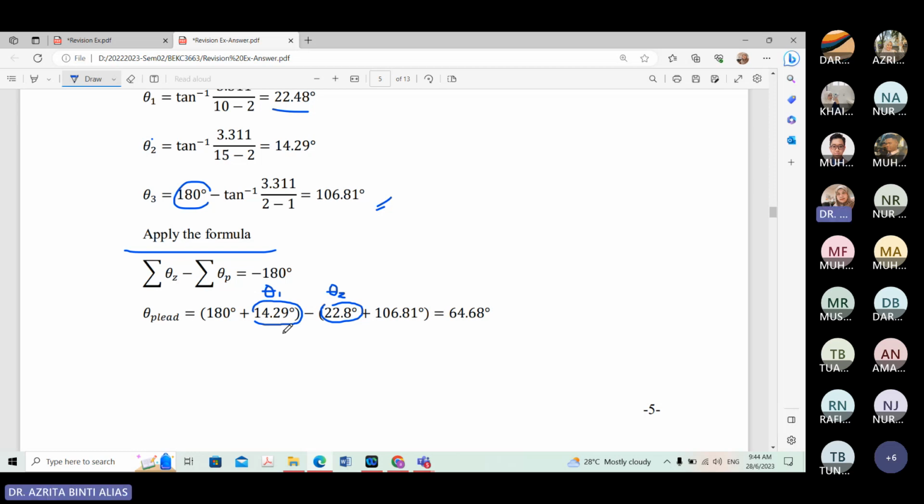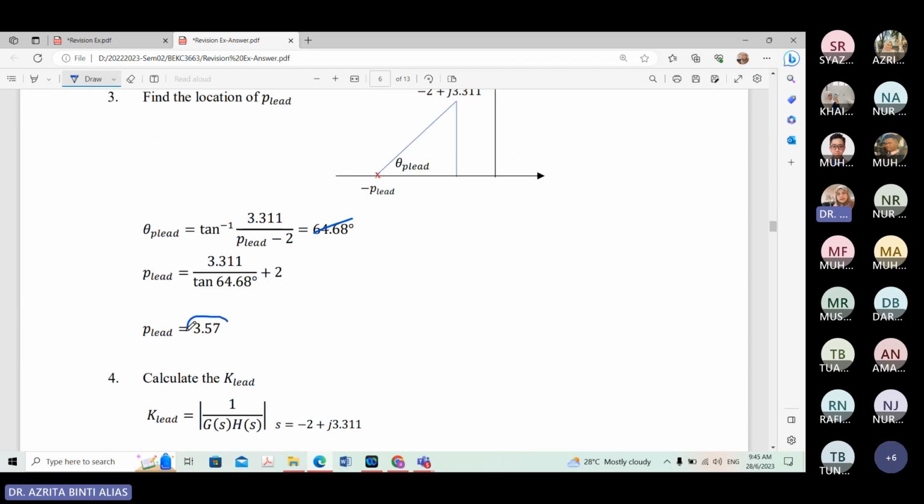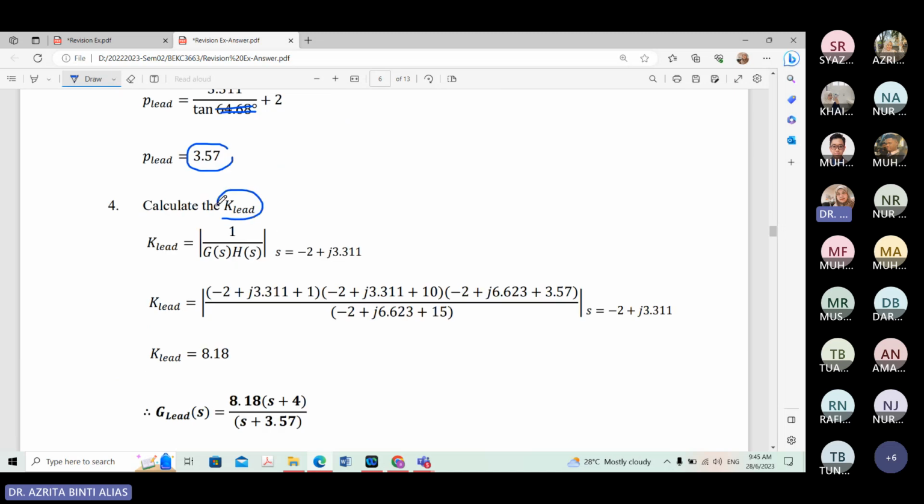So later in our answer, we look at 180 plus 22.8 minus 14.29 minus 106.81. So we get 81.7. Okay, this is also a mistake. So 81.7. So you will obtain the different value for the P lead, since I made a mistake in the calculation. After that we find the value of K lead.